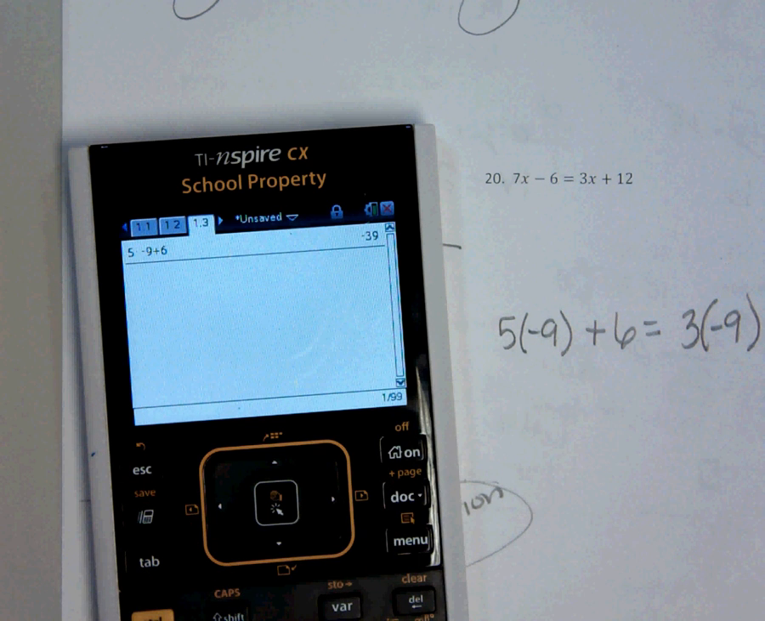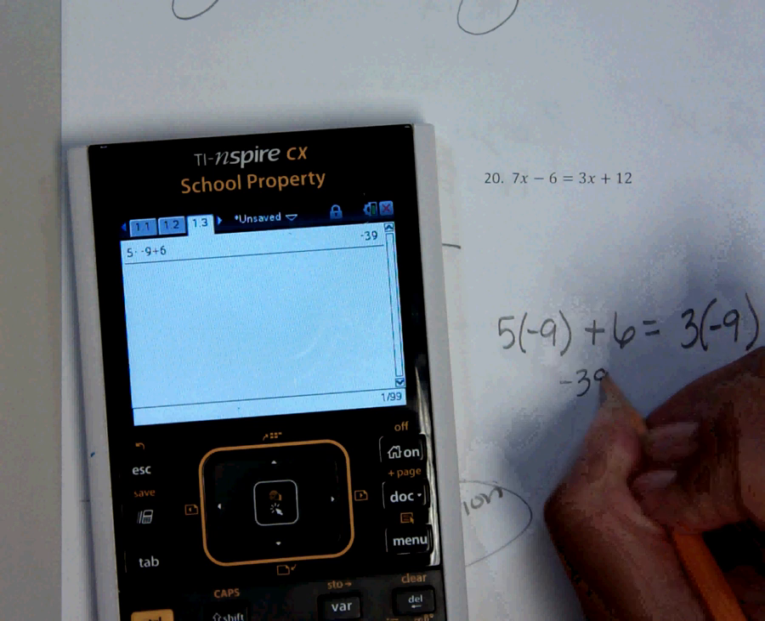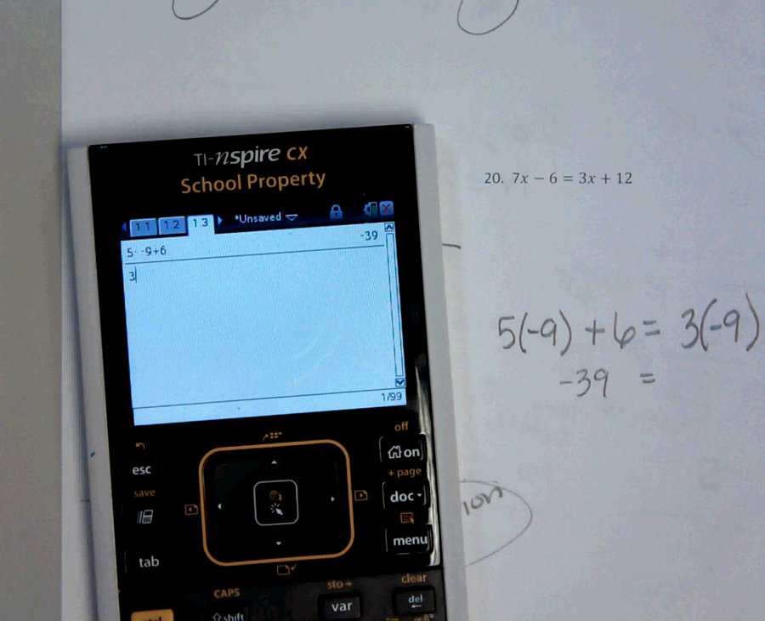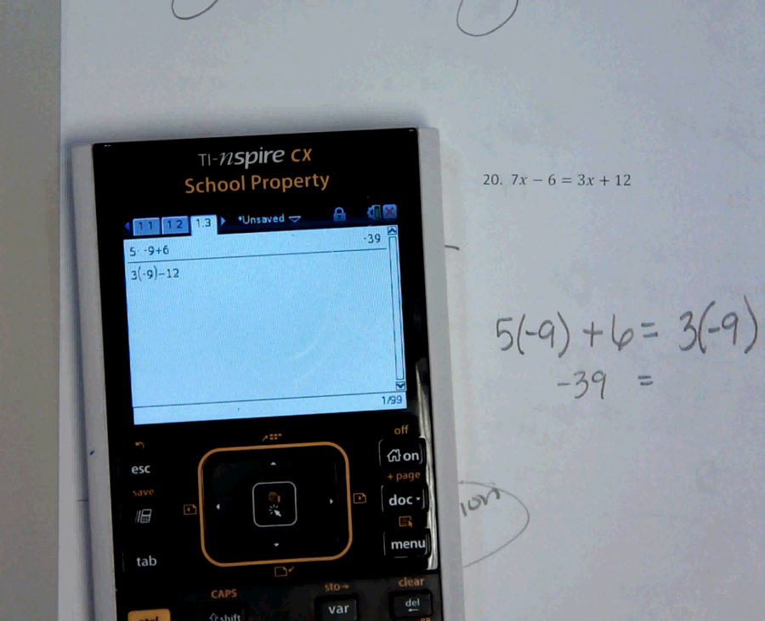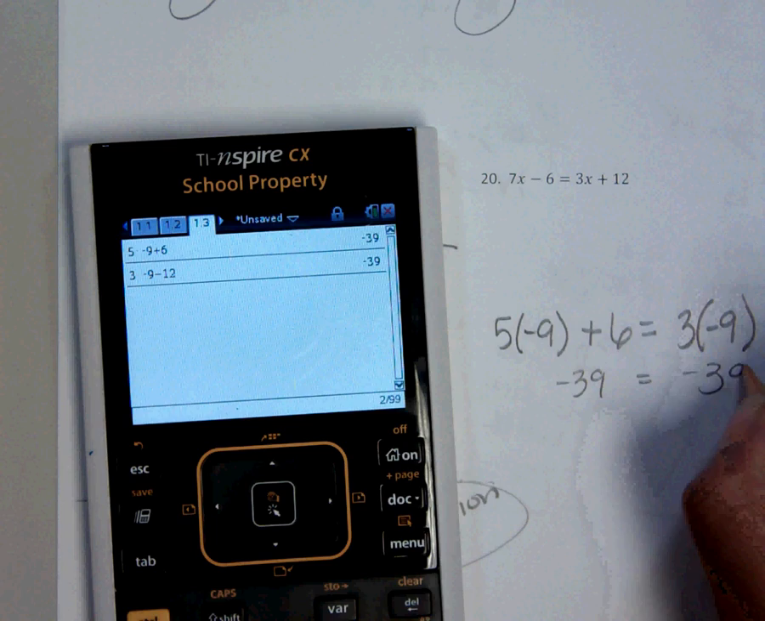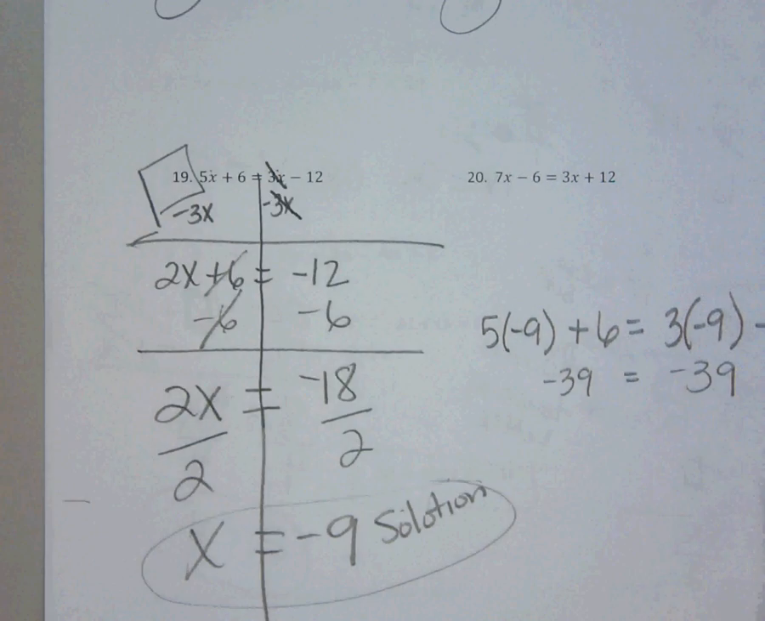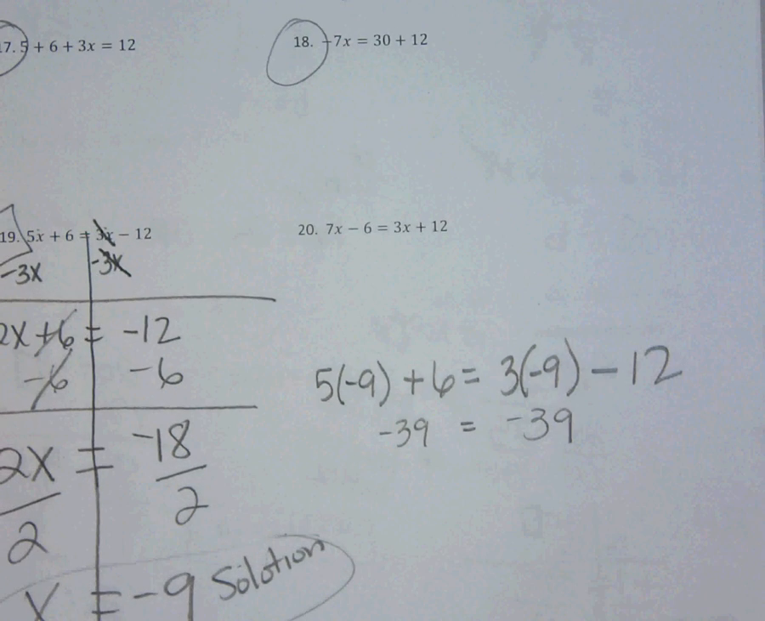Okay. So I get negative 39. And then 3, parentheses, negative 9, minus 12. And I get negative 39. So what does that mean? My answer was correct. Because that is how you check your solution.